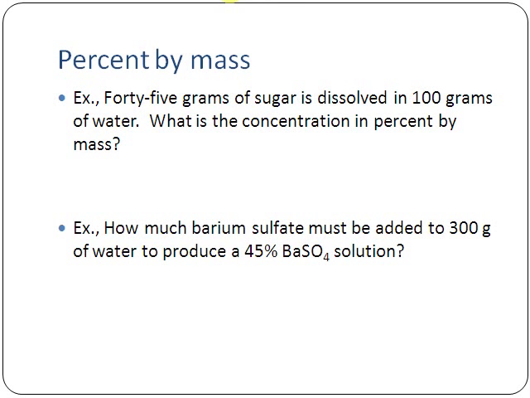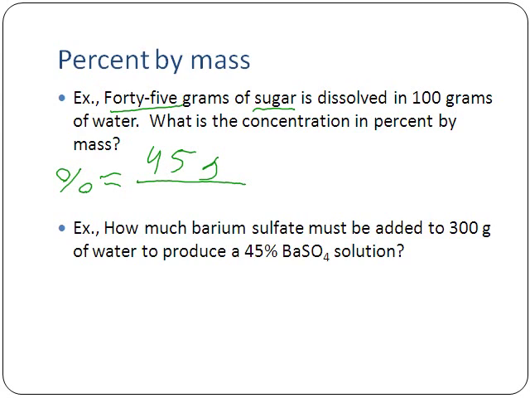So 45 grams of sugar is dissolved in 100 grams of water. What is the concentration in percent by mass? So we're looking for percent by mass again. Percent by mass, remember, is going to be equal to the number of grams of the solute. And so the solute here is sugar. And how many grams do I have? I have 45. So I have 45 grams of sugar divided by the mass of the solution.